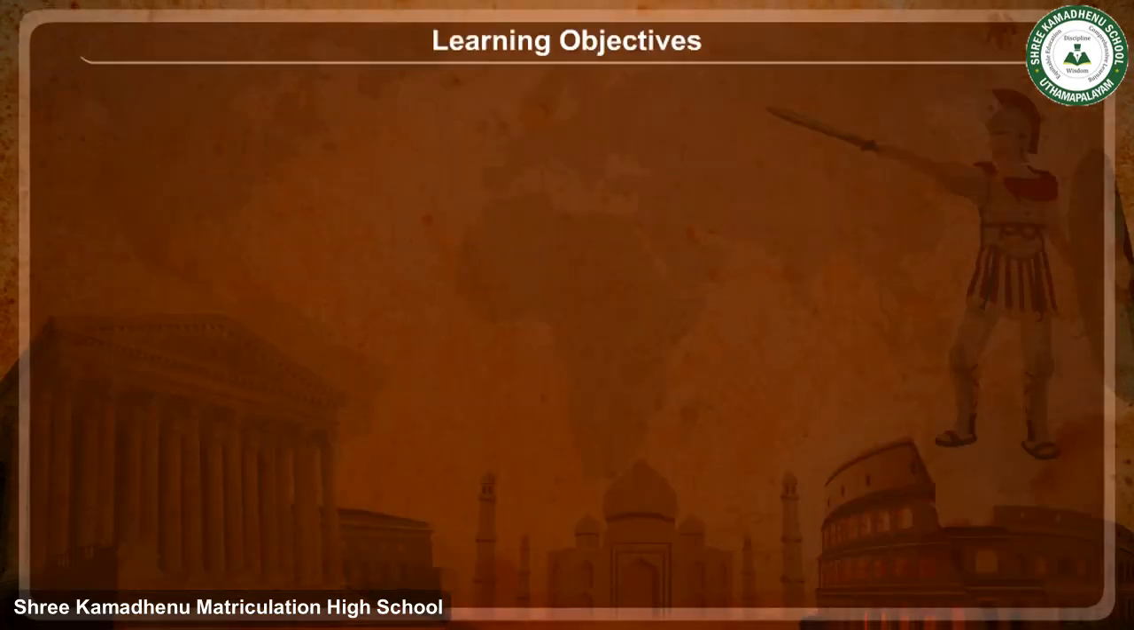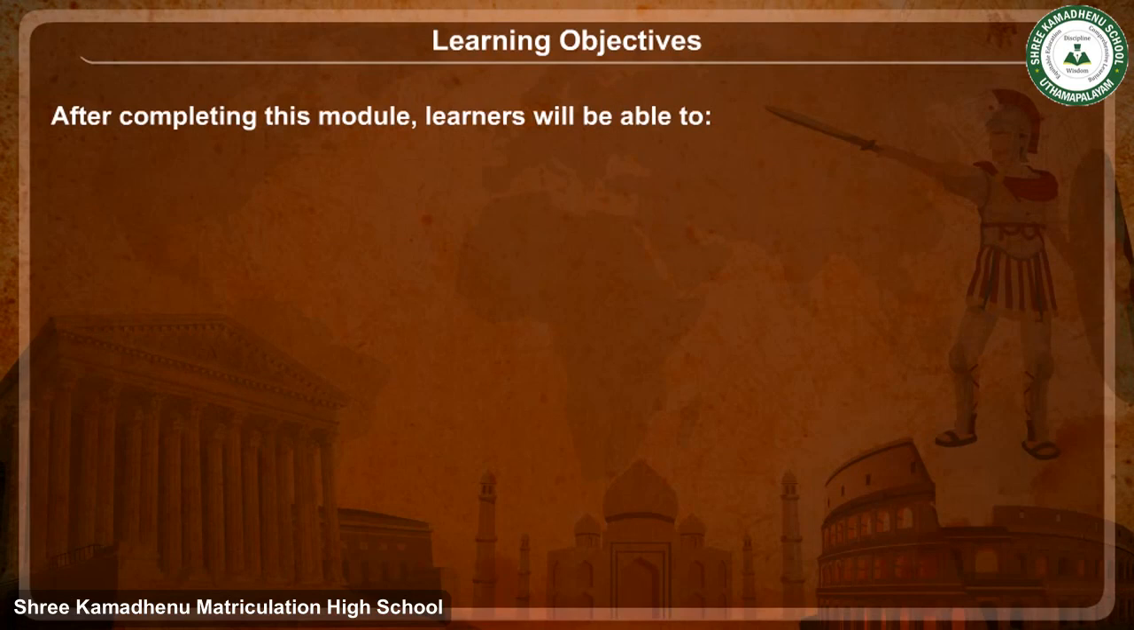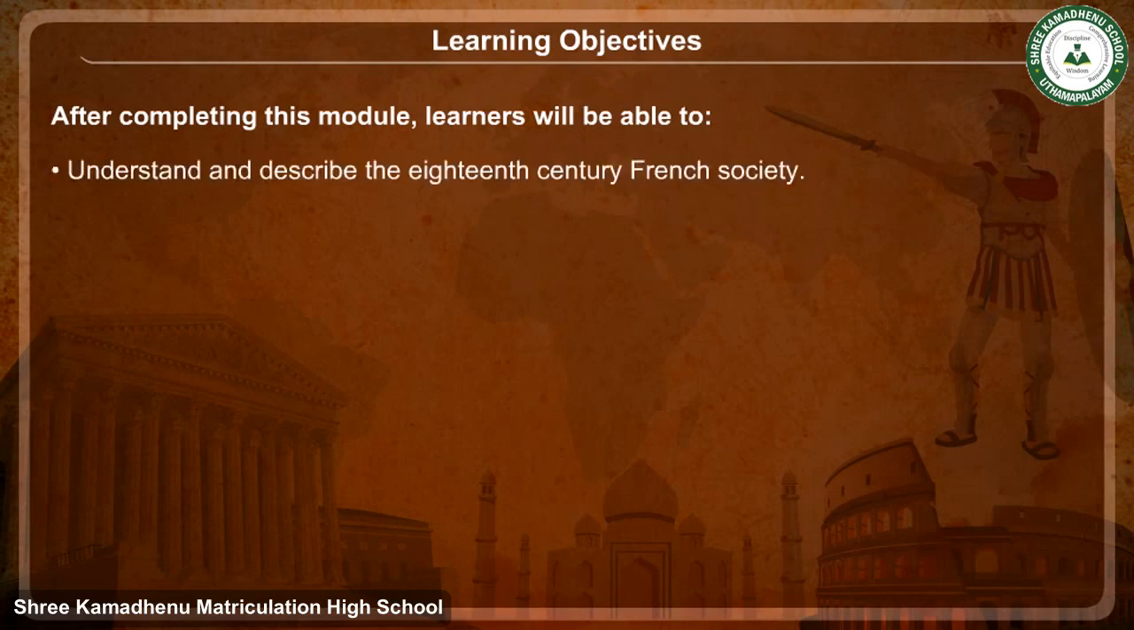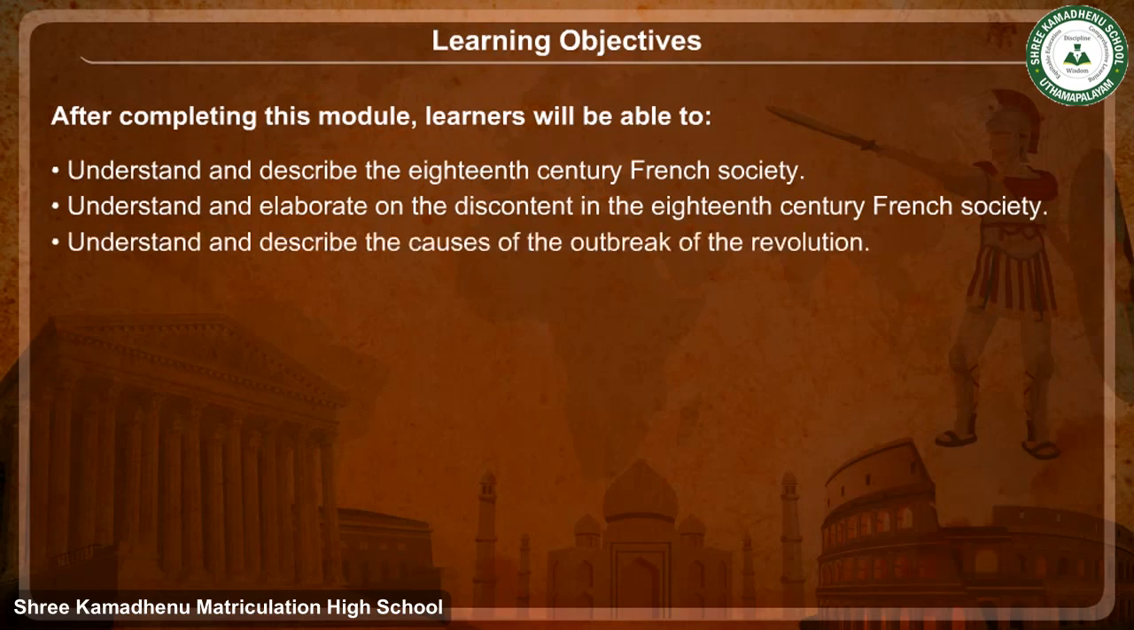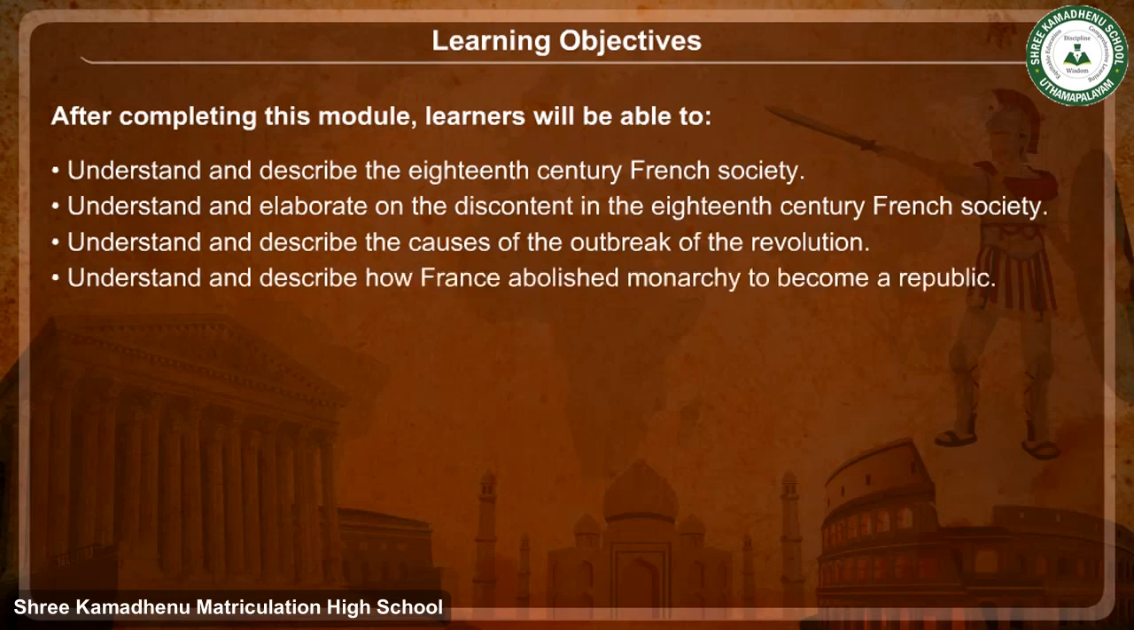Learning objectives. After completing this module, learners will be able to understand and describe the 18th century French society. Understand and elaborate on the discontent in the 18th century French society. Understand and describe the causes of the outbreak of the Revolution. Understand and describe how French abolished monarchy to become a republic.